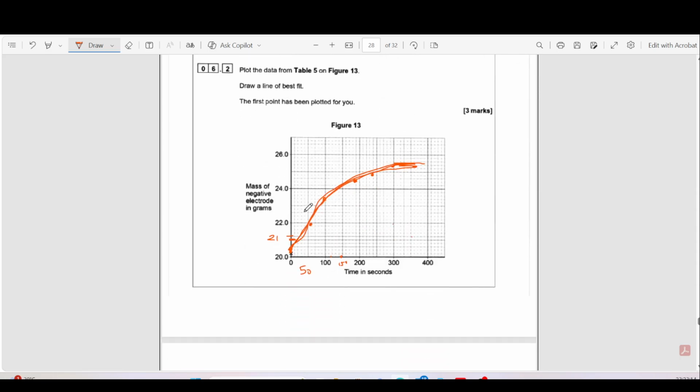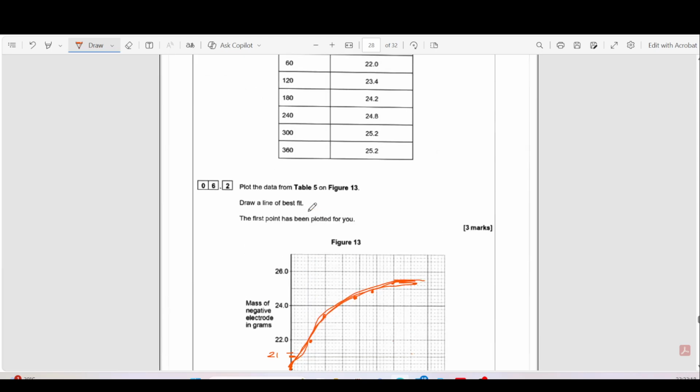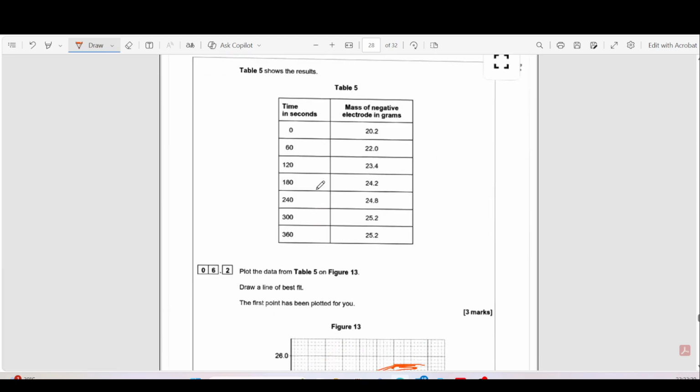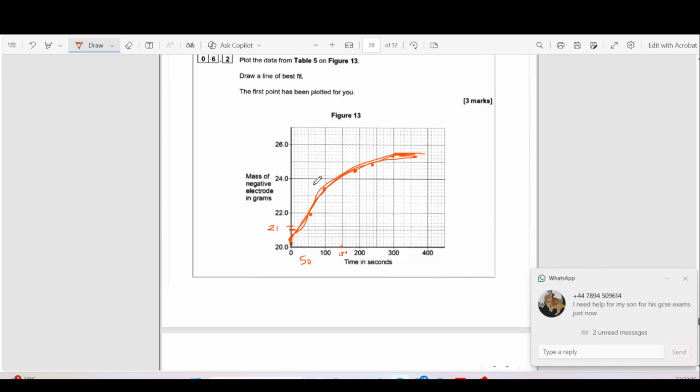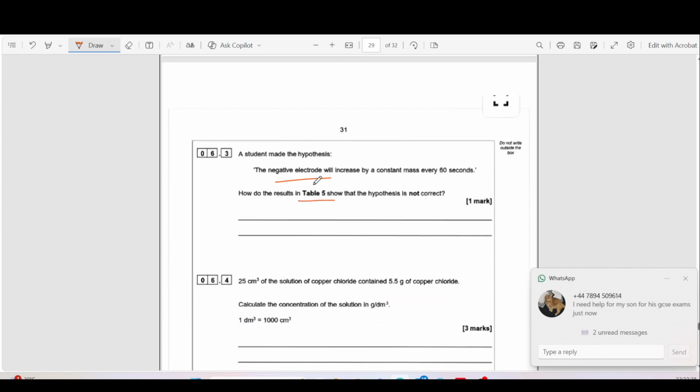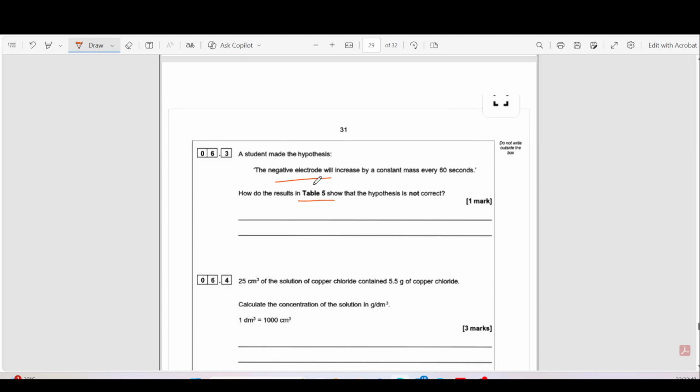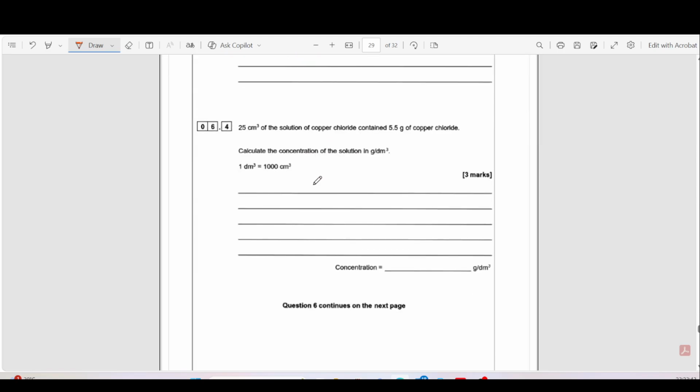So for example, if the mass increased by 0.06 gram, like here, the change in mass is not constant. The hypothesis is stating the mass increases by a constant amount. It's not correct, right? Because as you can see, the change in mass is not the same, right? So yeah, this is the correct one. Then we have the other one.